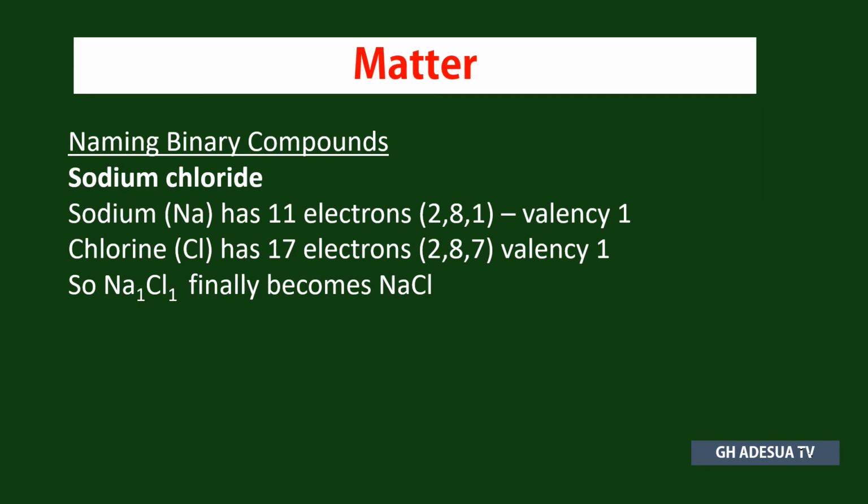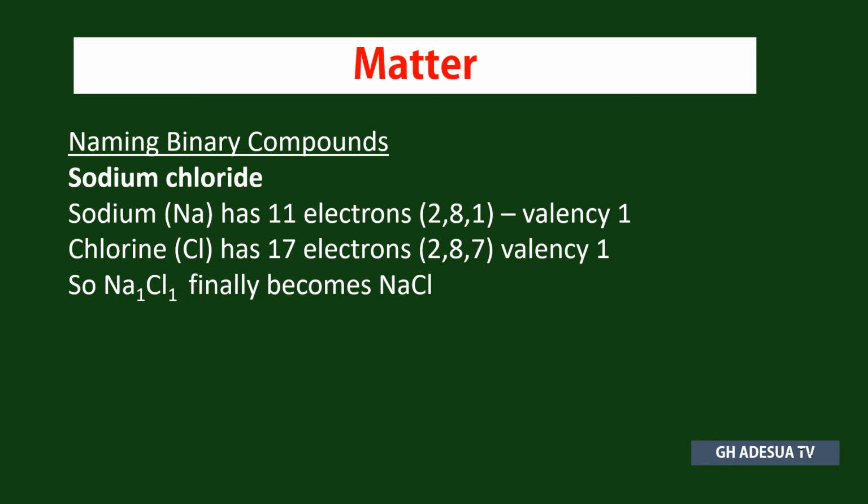Now let's take chlorine. Chlorine has a symbol Cl, has 17 electrons, and I expect that by now you'll have memorized all that. 17 electrons, and in arranging it is 2, 8, 7, making the valency 1. Why is the valency 1?